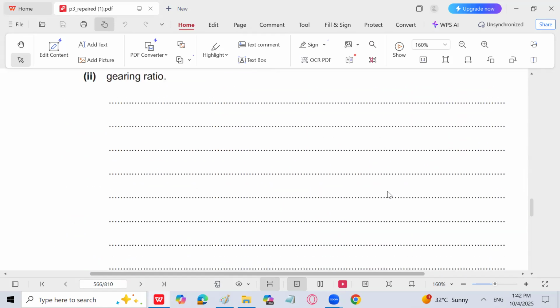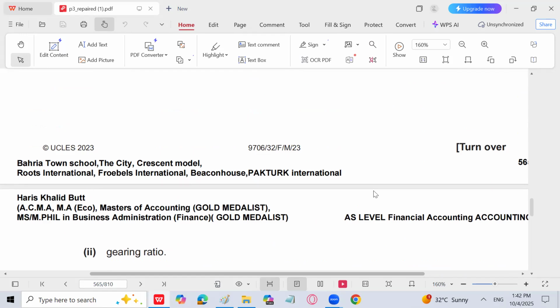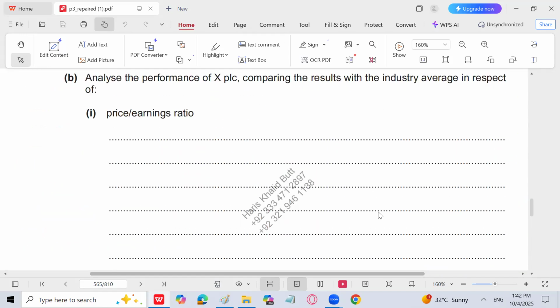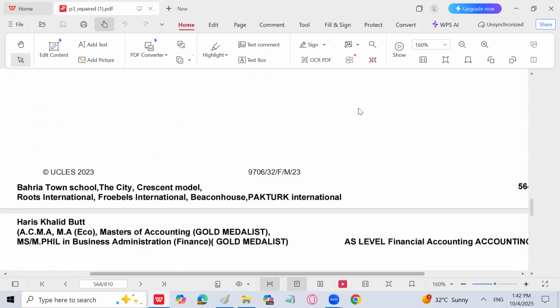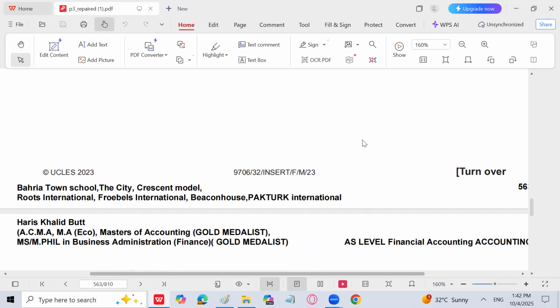Today we are going to solve a question from A2 Accounting, and the topic is accounting ratios. A2 Accounting ratios, February-March 23-32. So let's see the question. This question will ask you to find some ratios by using formulas.